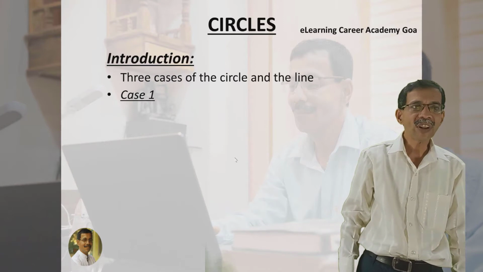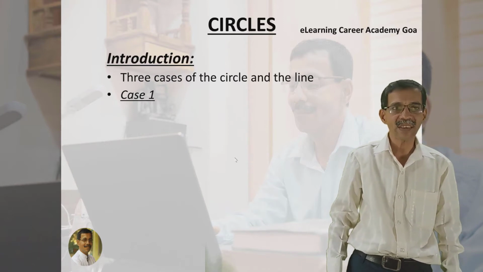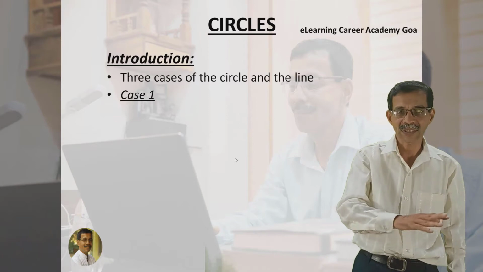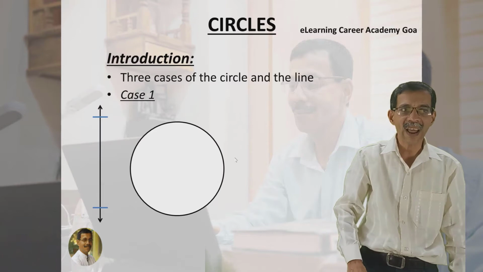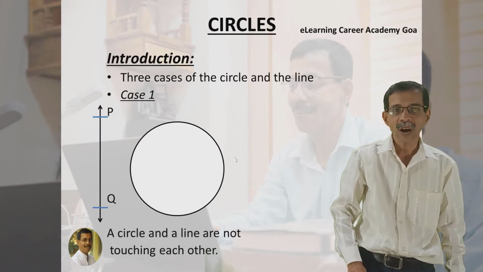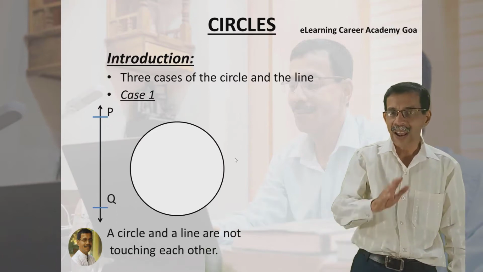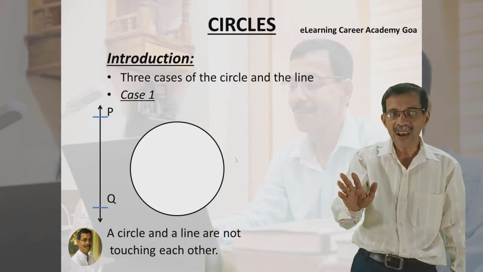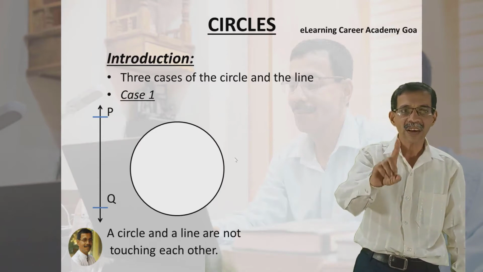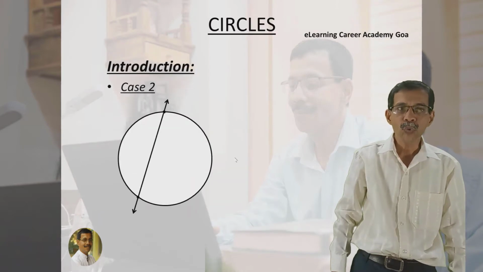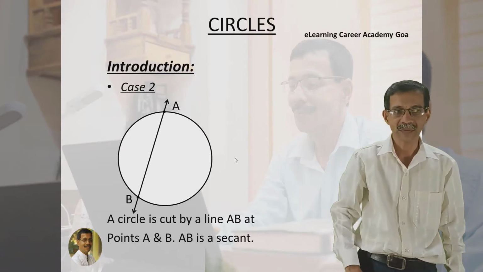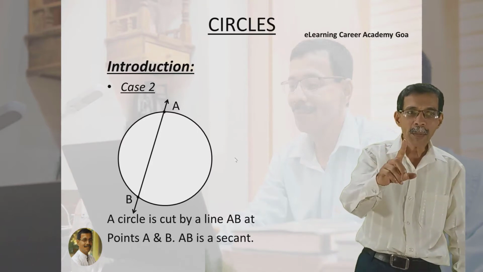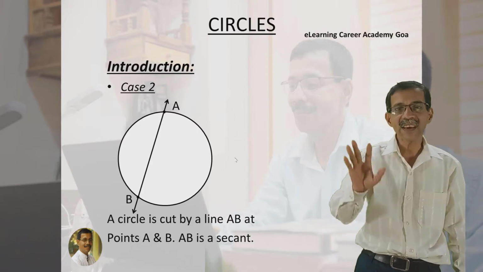So next we will see the 3 cases of a circle and a line. Now this is case number 1. This is a circle and this is a line PQ which is drawn away from the circle. Line PQ does not touch the circle in any way. Now we will see case 2. In case number 2, we have a circle and a line AB cutting the circle at 2 points. And here AB is a secant.